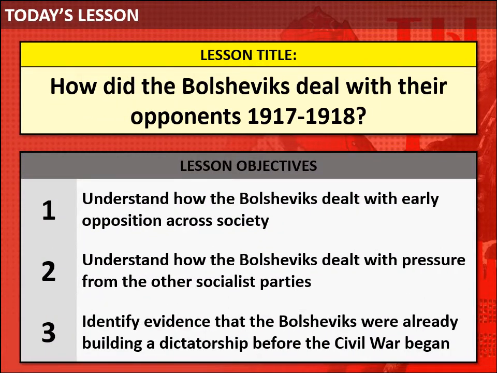So today's lesson is how did the Bolsheviks deal with their opponents 1917 to 1918. We'll look at how the Bolsheviks dealt with early opposition across society, but we'll also see how the Bolsheviks dealt with opposition from the other socialist parties, the Mensheviks and the SRs. And towards the end of the lesson, we'll reflect on what we've done and we'll identify what evidence we've seen that the Bolsheviks were already building a dictatorship before the Civil War began.